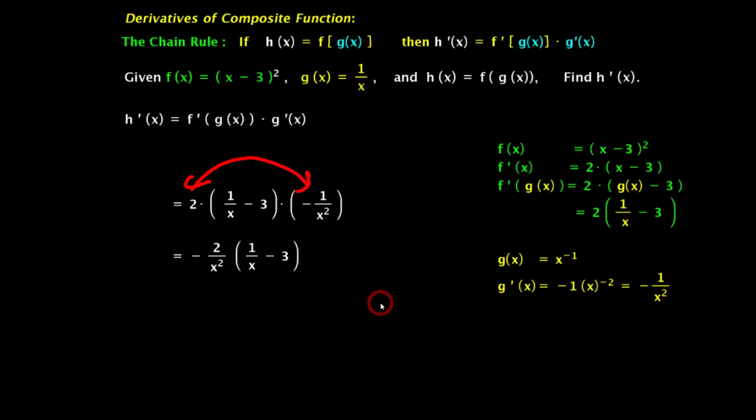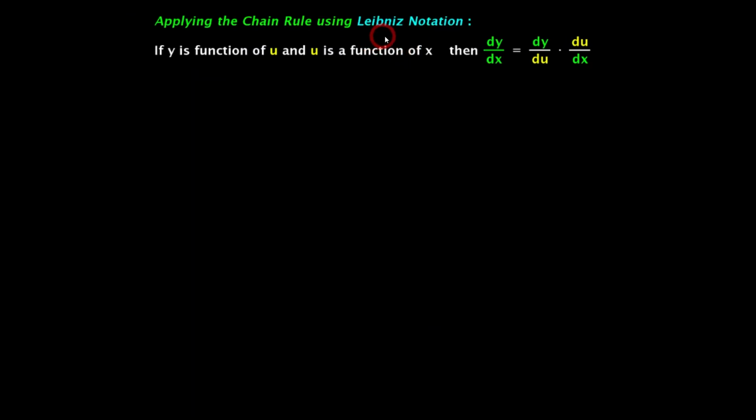Derivatives of the composite function is done. We will use this Leibniz notation, which is dy dx equals dy over du times du over dx. What it means is, when we have a function like this, we explain it with an example.